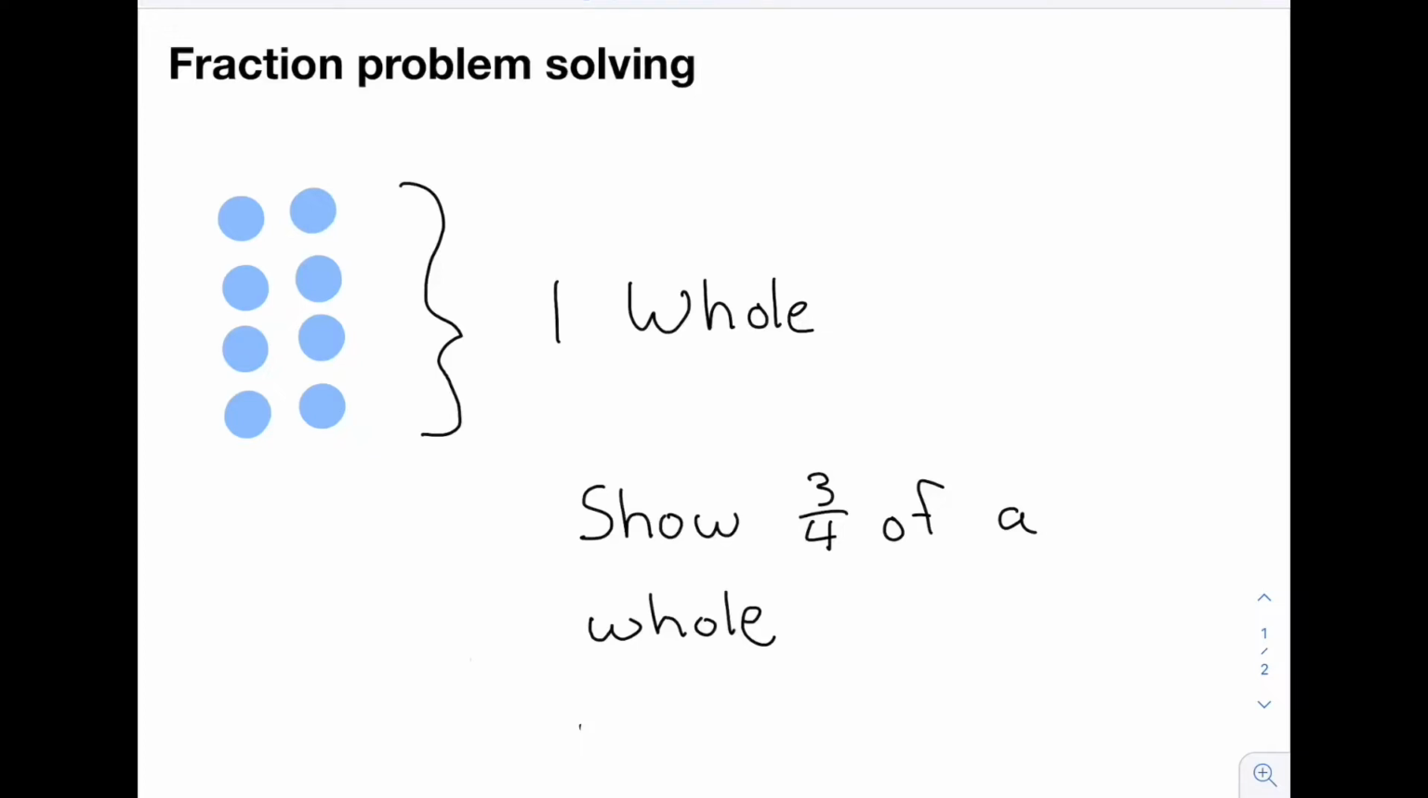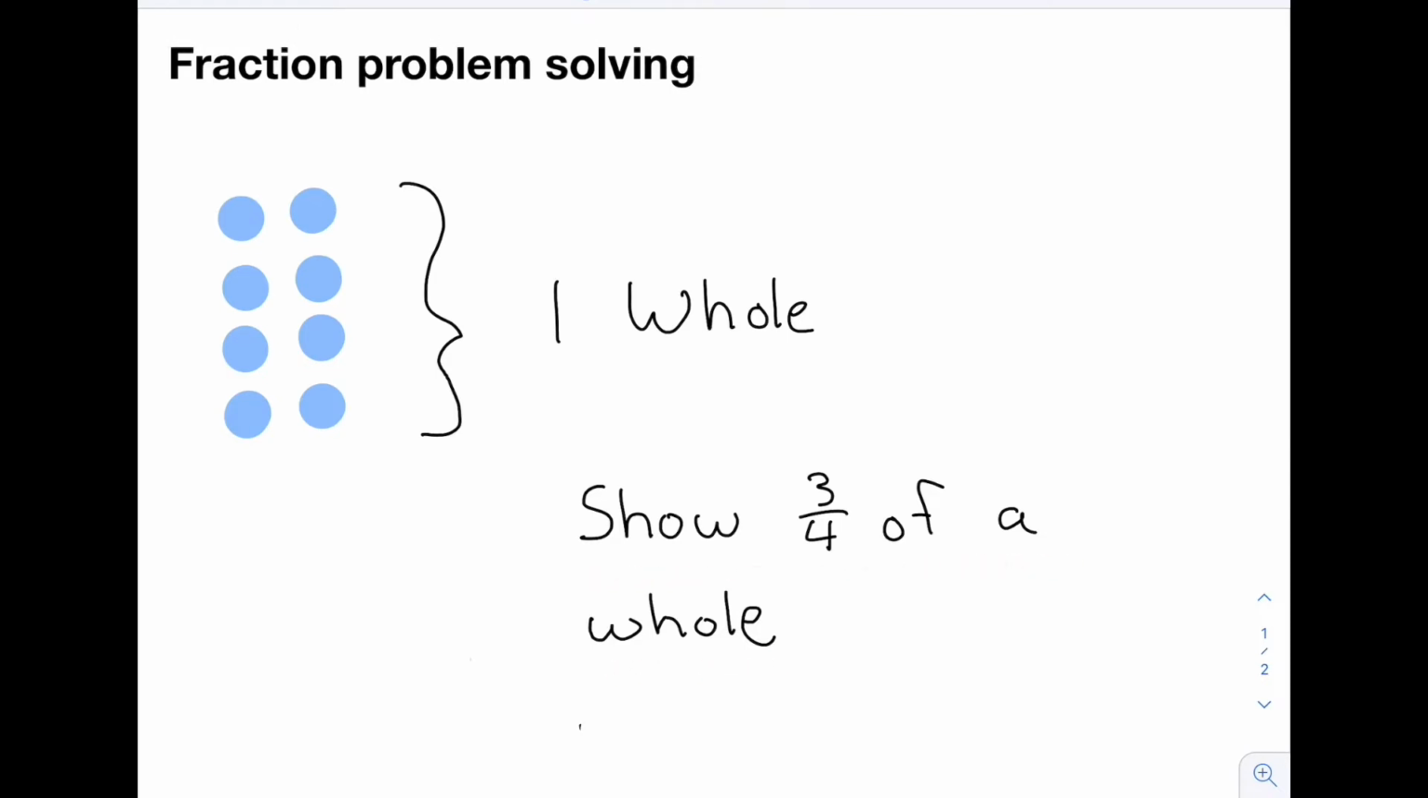In this video, we'll be working with fraction problem solving that involves unitizing and partitioning. In particular, we'll be working with discrete set models. Our first example shows 8 blue dots, a collection of 8 blue dots, and we call this set of 8 blue dots one whole, and I want to show 3/4 of a whole.